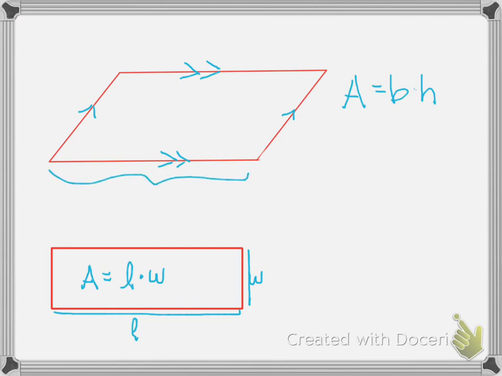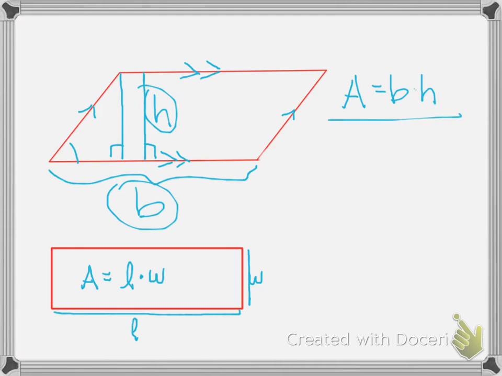Base is typically this length, and height is going to be measured perpendicular to the base. So it'll be whatever this length is times whatever that length is. And you might imagine a time where we have to come in here and calculate this height, maybe using some angle here and some trigonometry. But today we're just talking about the formulas. So area of a parallelogram, base times height. Area of a rectangle, length times width.